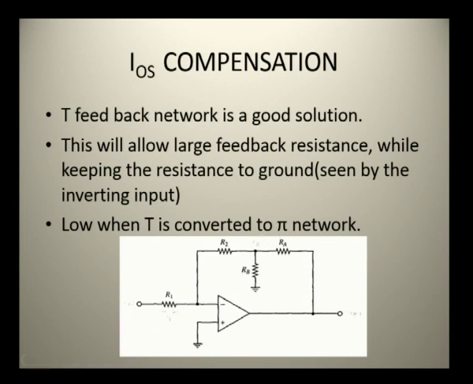So based upon the application, whether it is going to be an inverting amplifier with a higher range of signals, you can have this T network as such. And if you are going to deal with a very small range of input signal, then you have to compensate this input offset current by having a pi configuration here instead of T. So we have to convert this T feedback network into pi, for which you have to know the formula to convert the T network to the pi network. And this is a good solution to nullify the effect made by the input offset current.